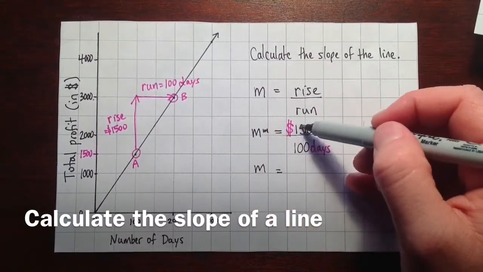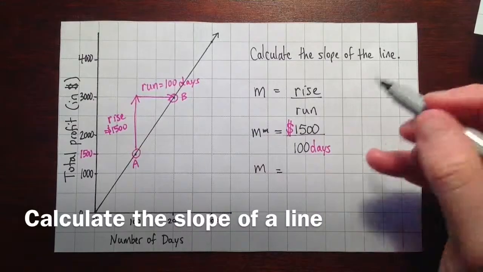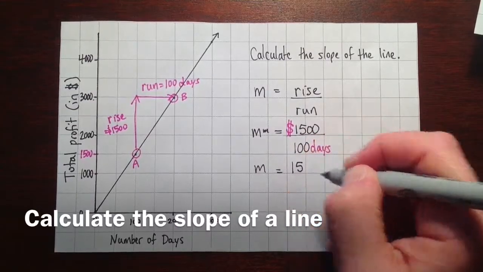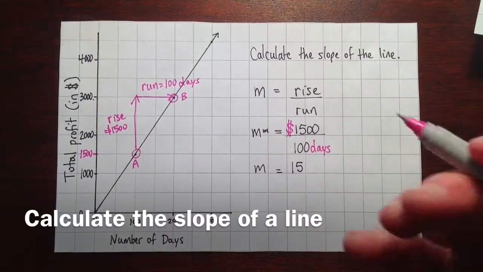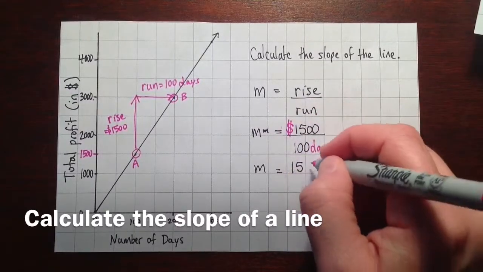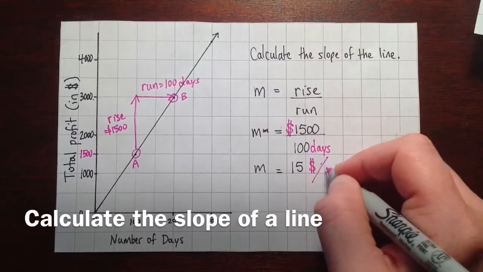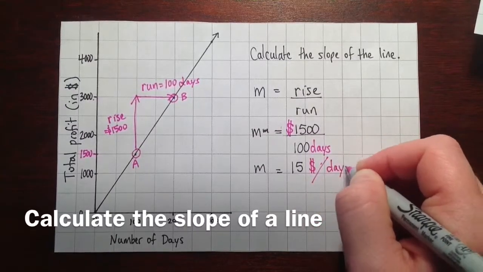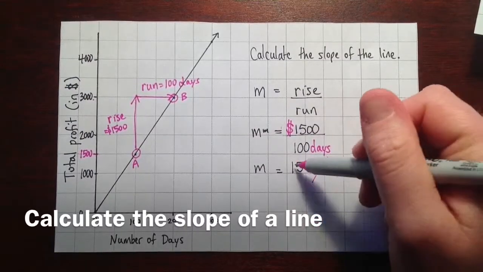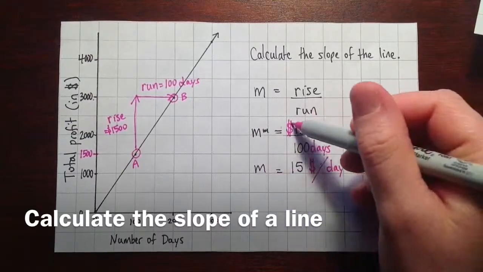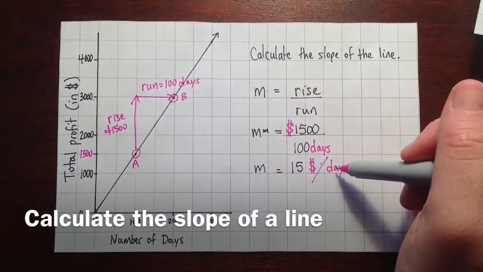Okay, so now I'll simplify here. I have 1,500 divided by 100, so that's going to give me 15. And then when I look at the units, what I've got is I have dollars in the numerator, divided by days. So what I have, my slope is 15, but this tells me that my slope is $15 per day.